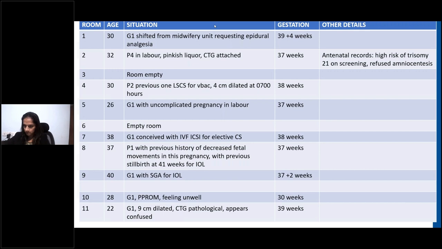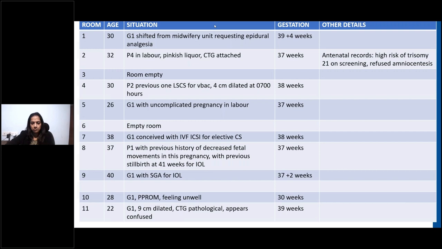Here it is gravida 1 with an SGA baby for induction of labor. I would currently want to know in this case how the baby is doing, the CTG of the baby and the last Doppler report of the baby as such.